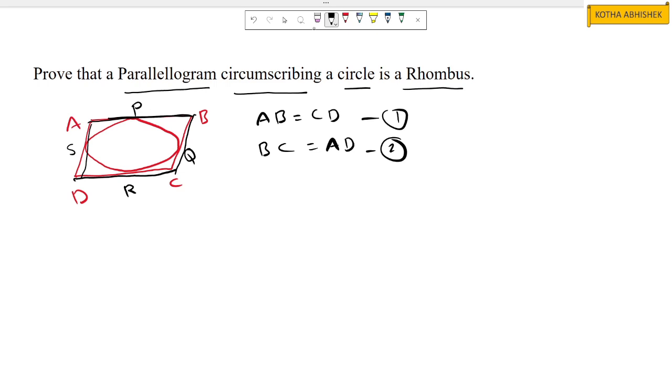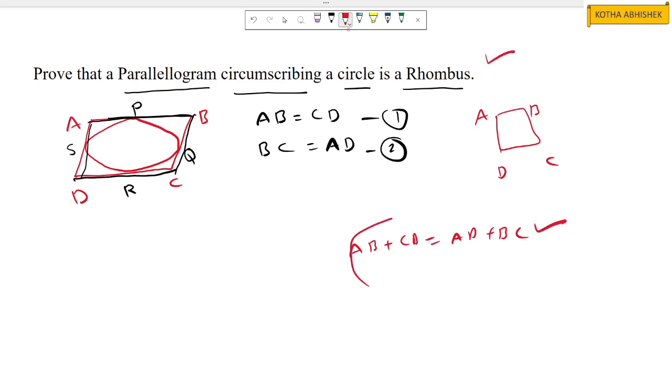Now you need to do a small rough work whenever you see this kind of question. That is, prove that a parallelogram circumscribing a circle is a rhombus, or else they will give one quadrilateral ABCD like this, A, B, C, D, and they'll ask you to show that AB plus CD equals AD plus BC. Actually, this question's continuation is this question. So in this question, or in proving a parallelogram circumscribing a circle is a rhombus, in these two, you need to remember some logic compulsorily that we will see now.